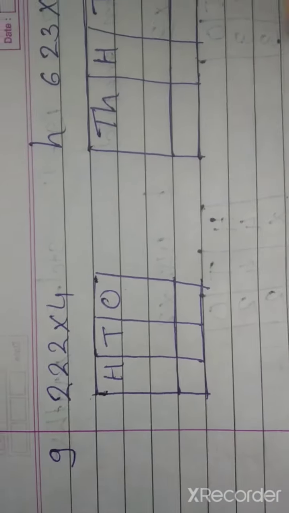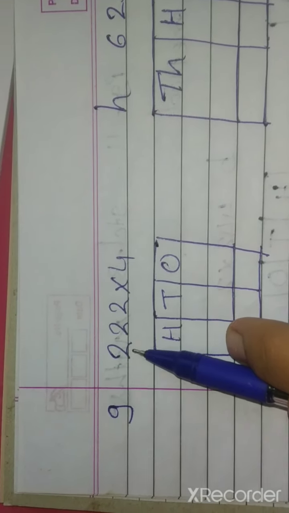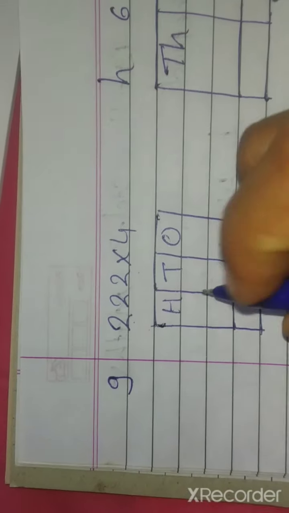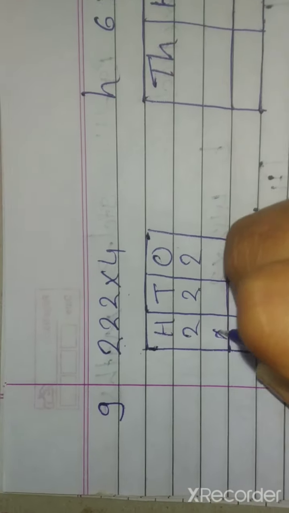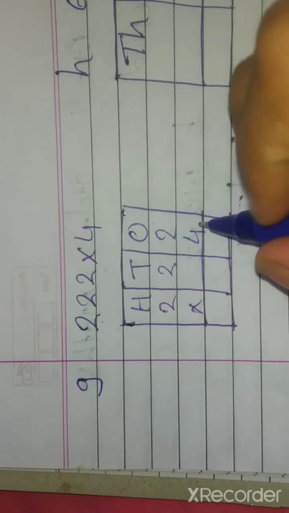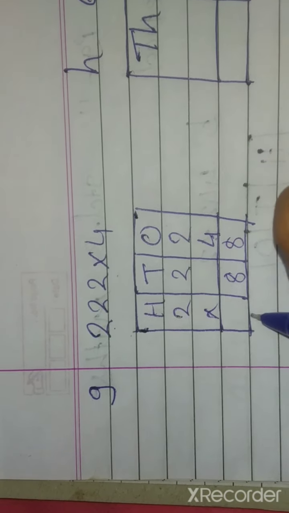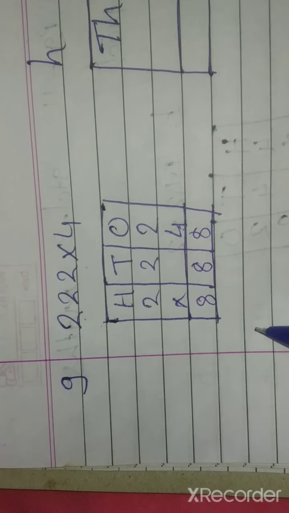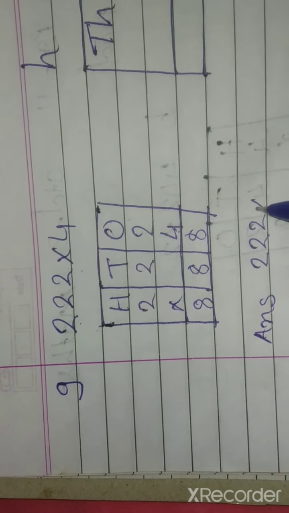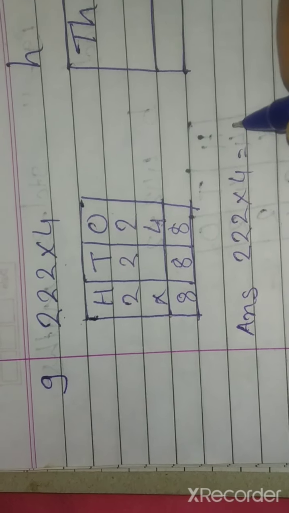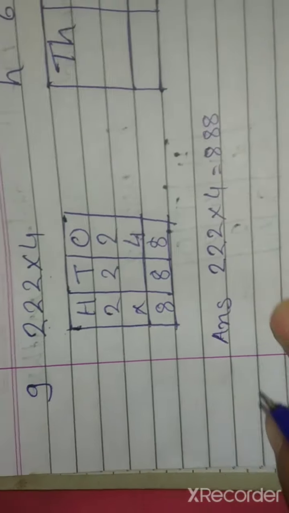Okay students, now we'll start the next sum. The next sum is 222 into 4. So we'll write 222 in the column method. After that, multiply by 4. 4 2s are 8. So our answer is 222 into 4 is equal to 888.